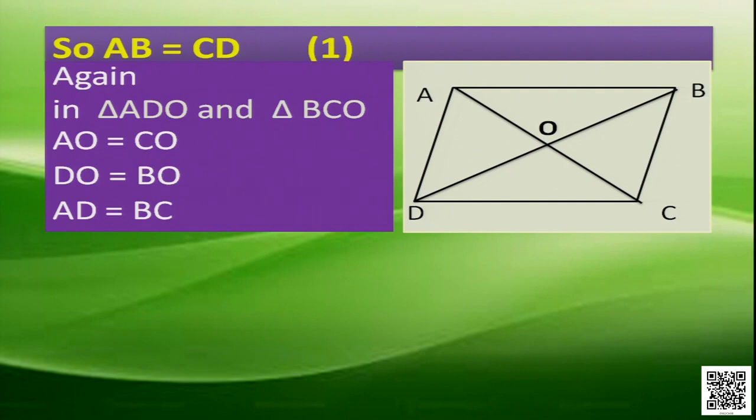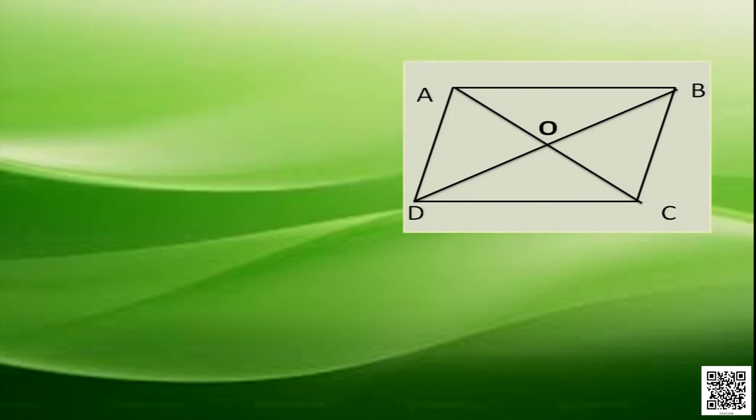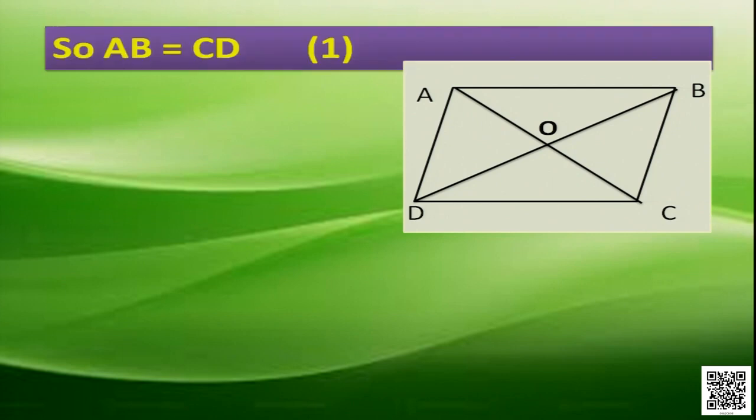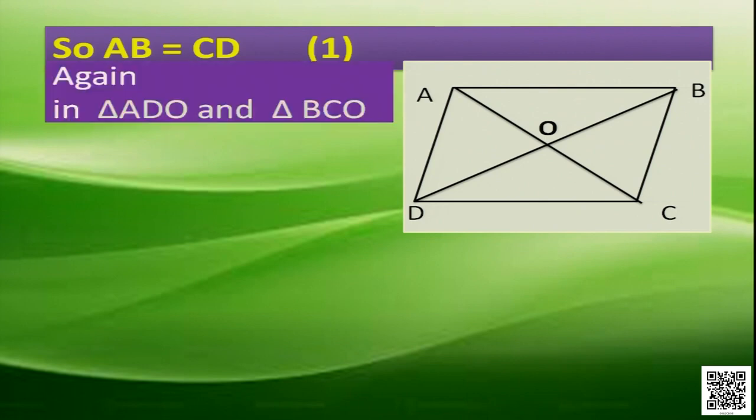Now you see, as triangle AOB and COD are congruent, we can say that AB is equal to CD as the corresponding part of the congruent triangles. Now, we consider triangle AOD and triangle BOC.